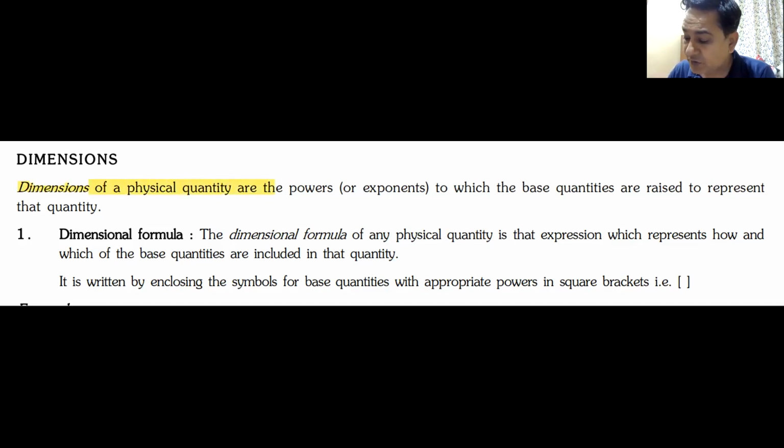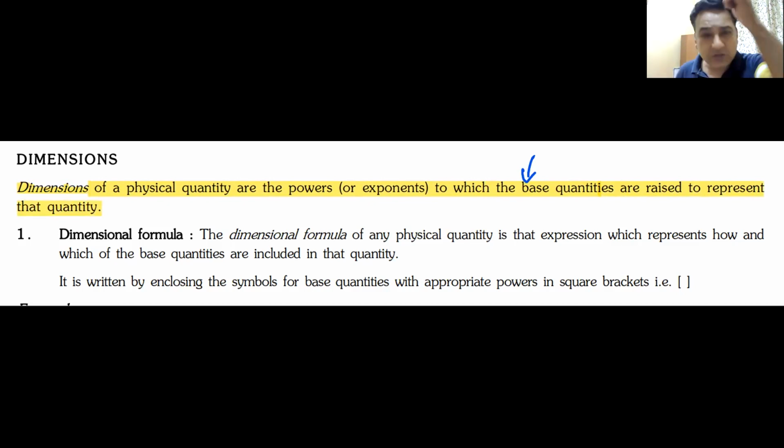Dimensions of a physical quantity are the powers or exponents to which base quantities are raised. What do you mean by base quantities, beta? Sir, which are fundamental. Yes, base quantities are fundamental. So up to what power you raise these fundamental quantities so that you get any quantity is known as the dimension of that physical quantity.